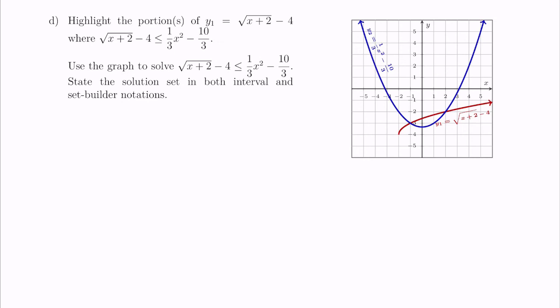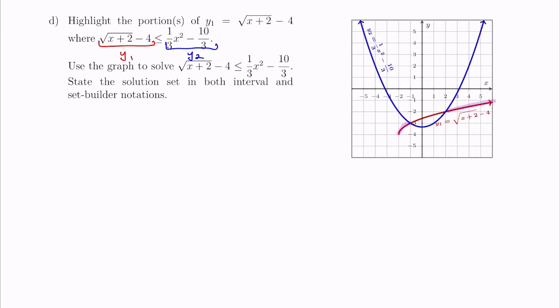In part D, we want to highlight the portions of y1 again, where y1 is the square root of x plus 2 minus 4, but this time where the square root of x plus 2 minus 4 is less than or equal to 1/3 x squared minus 10/3. If you want, go back to the interactive Desmos graph to play around with it a bit to try to identify where this is happening. But for now, I'll stick with the graph that we have in front of us. Recognizing that that less than inequality means vertically below, so I need the y1 graph to be vertically below the y2 graph, I recognize that's happening at two places. It's happening on the left end, and it's happening on the right end.